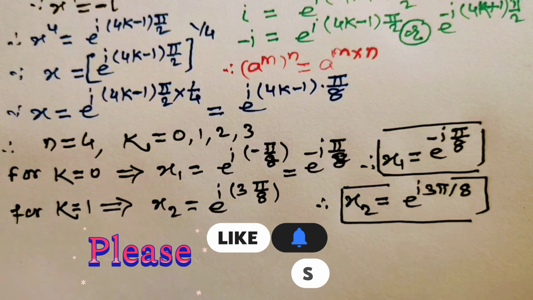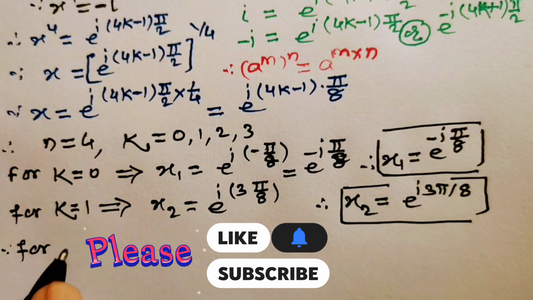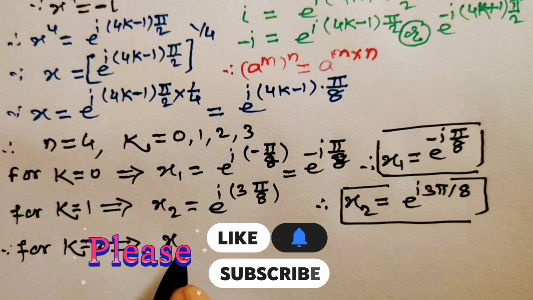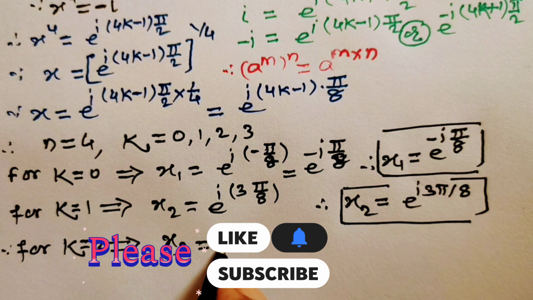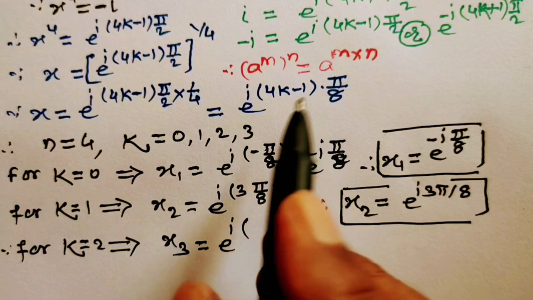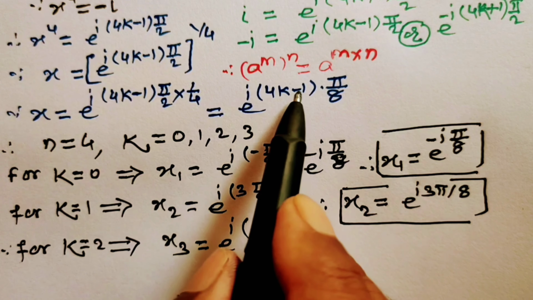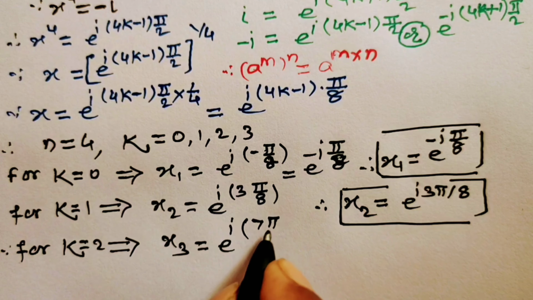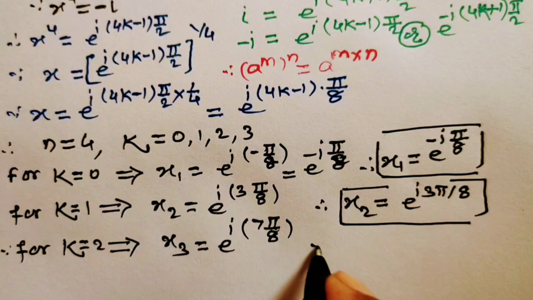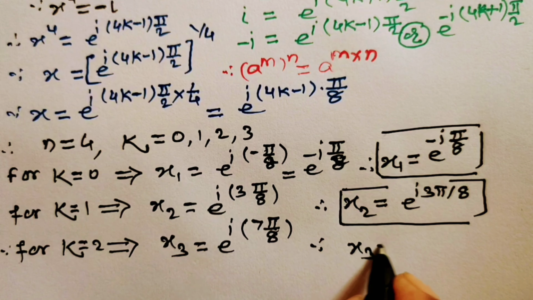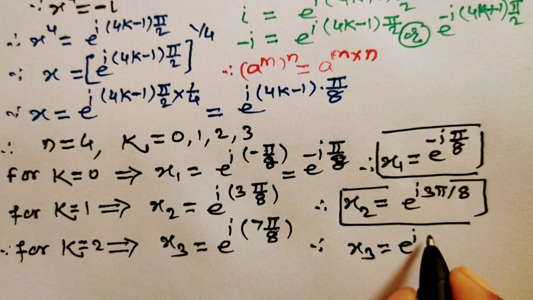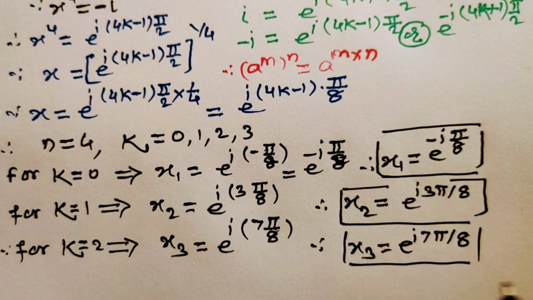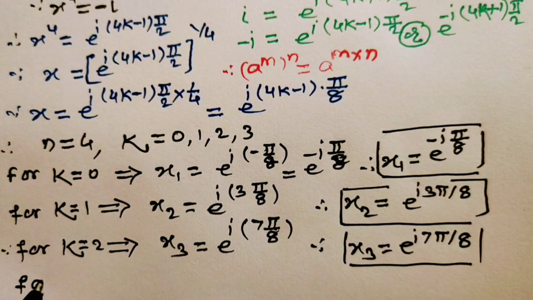Substitute k is equal to 2. Hence, for k is equal to 2, this gives x3, which is equal to e to the power i, 4 into 2 is 8, 8 minus 1, 7, 7 times pi upon 8. Hence, x3 is equal to e to the power i 7 times pi upon 8. This is the third root.